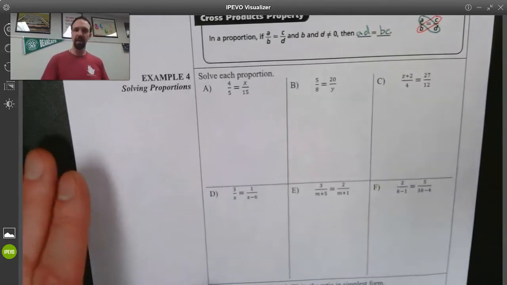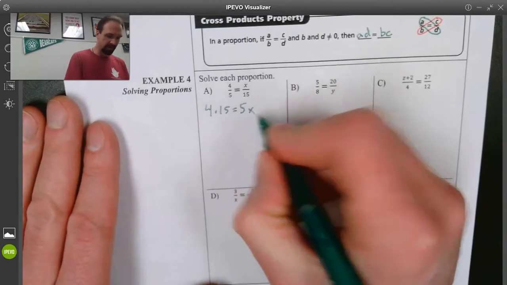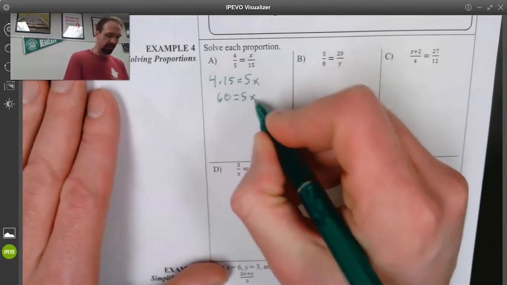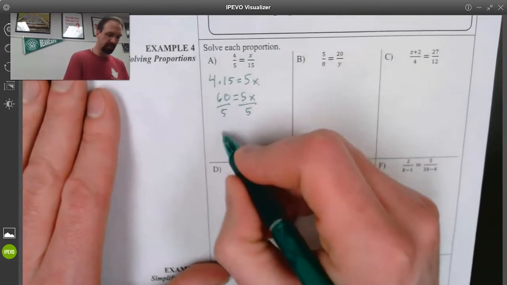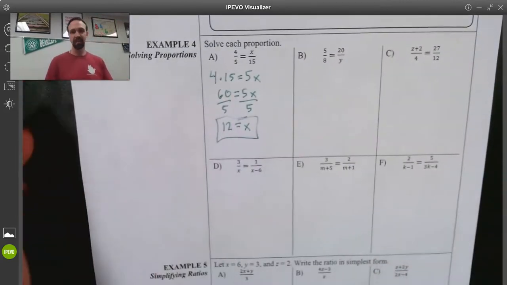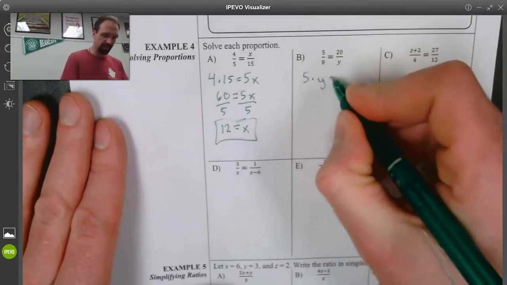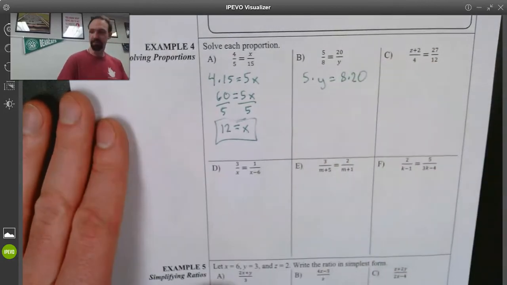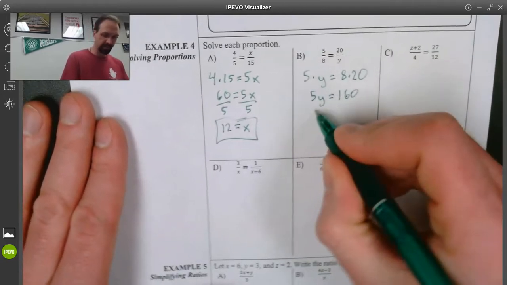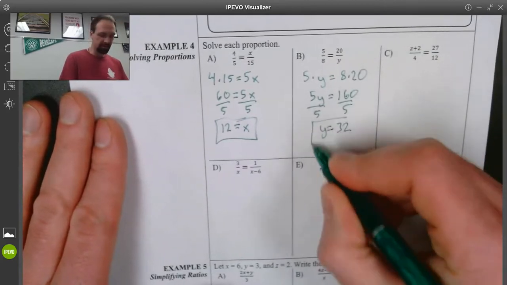So we're cross multiplying. We're going to take 4 times 15 and set that equal to 5 times x. 4 times 15 is 60. Set that equal to 5x, and then you divide by 5 on both sides. So that gets 12 equals x, or x equals 12. Both of those are equivalent. So that's part A. Part B, same thing, cross multiply. 5 times y equals 8 times 20. So 5y, and 8 times 20 is 160. Divide both sides by 5, we get y equals 32.